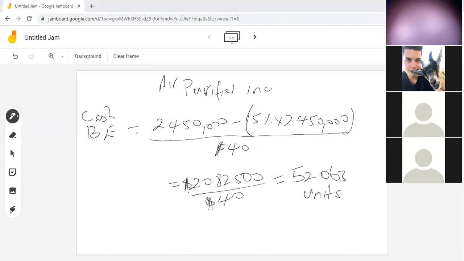So question number 6 is a little bit more involved because it's asking us to calculate the degree of operating leverage, degree of financial leverage, degree of combined leverage, and comment on the impact of a 20% increase, and whether financial or operating leverage has the greater impact, and then break-even points in units, and break-even points considering interest expense as a fixed cost.